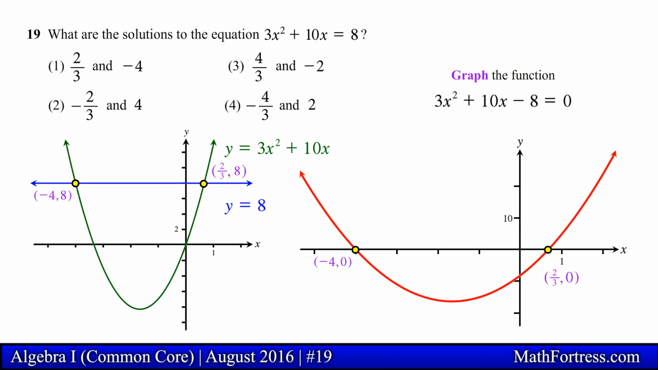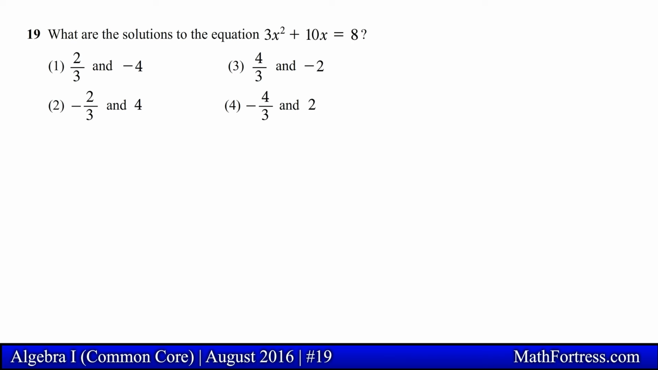You can graph the expressions on the left and right side of the equation and find the points where both curves intersect. Or you can set the equation equal to 0 and find the points where the curve crosses the x-axis. An alternative way of finding the solutions of a quadratic equation is by factoring. We start by rewriting the equation by setting it equal to 0. So we subtract 8 from both sides and simplify.